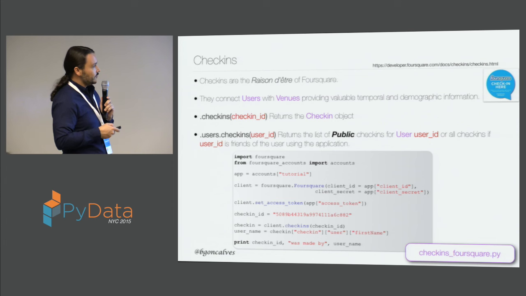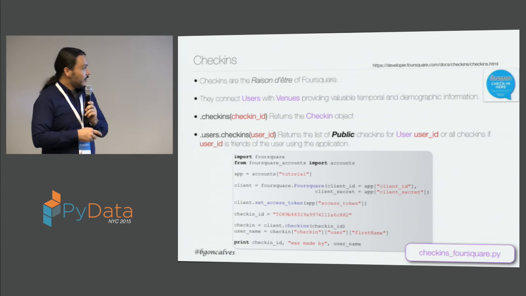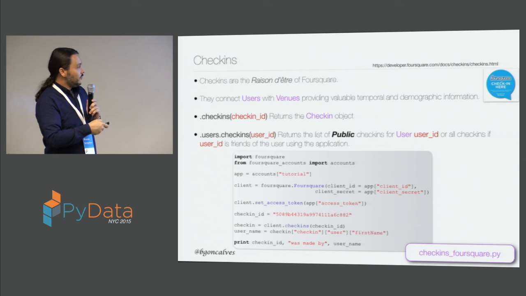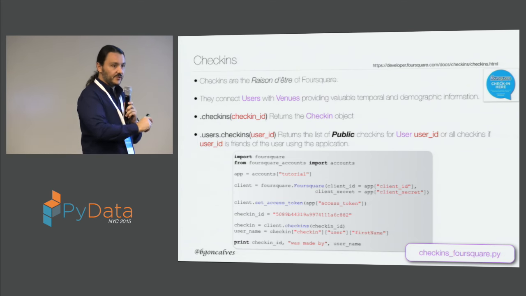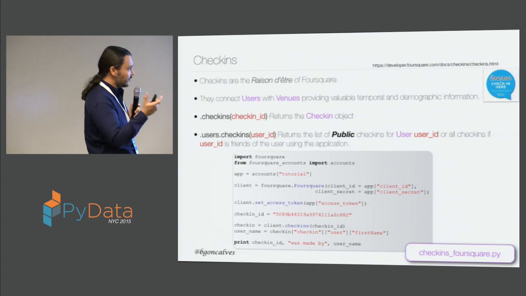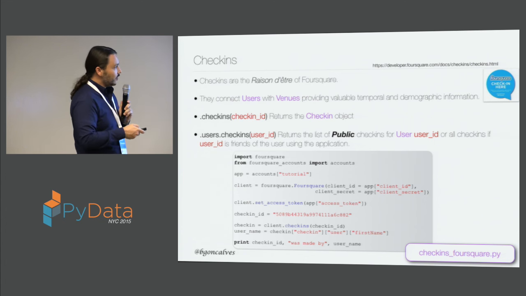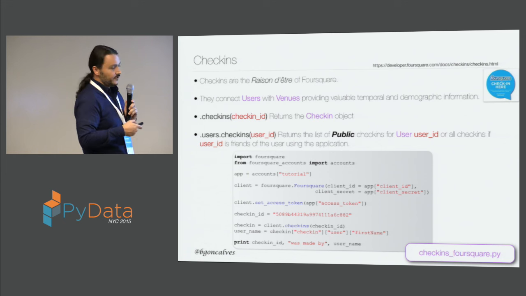The check-ins interface, with the check-in ID, will give you the check-in object. If you use the users interface to look for check-ins with the user ID, this will give you all the public check-ins for that specific user. Of course, in many cases, there won't be that many public check-ins because of privacy concerns, as I mentioned. Or for all check-ins, if the user ID is your friend, right?